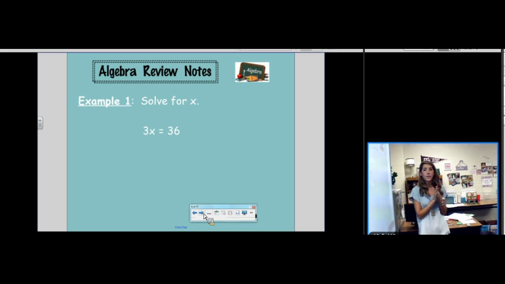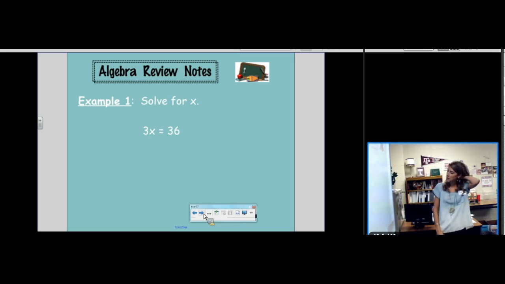When you are solving for x, you want to undo everything that's being done to x. Have you ever pressed the undo button on the computer? I press it a lot. Have you ever done something wrong when you're working on a Word document or a PowerPoint, and you're like, no! And you just press undo and it goes right back to how it was before. It's a wonderful button. Anyways, we want to undo everything that's being done to x.